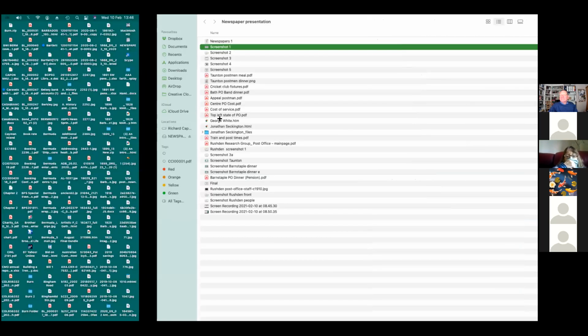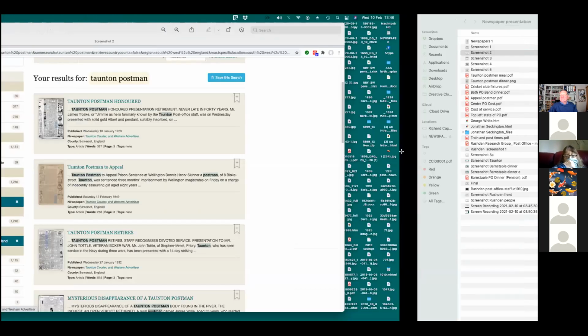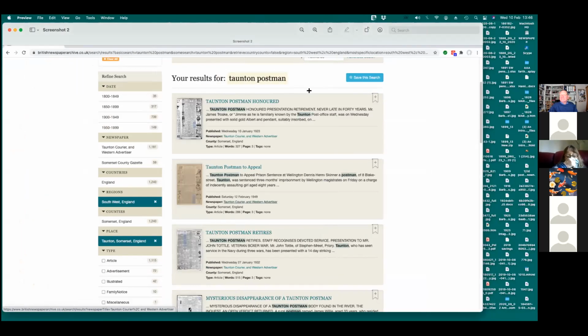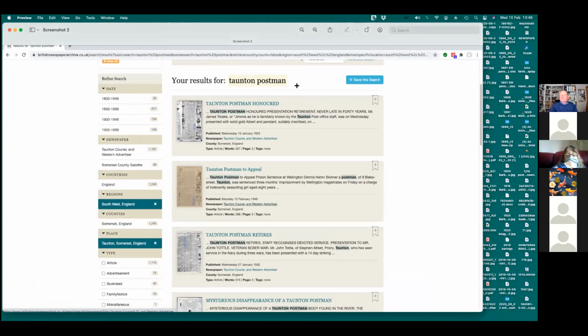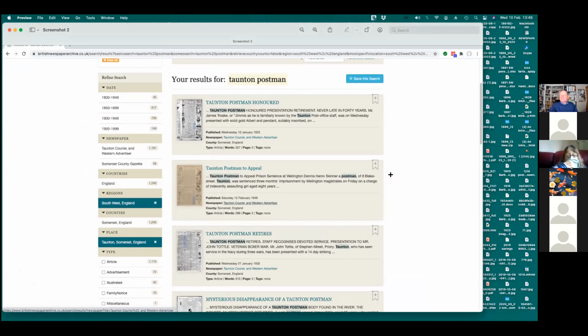The second one here is exactly what you get when you put in a search. This happens to be a search for Taunton postman. Now, in order to make some sort of sense of it, you need to look and sort your dates out as to which dates you want. Now, just with this particular paper, you can see that I've sorted it out to just the Taunton Courier and Western Advertiser and the Somerset County Gazette.